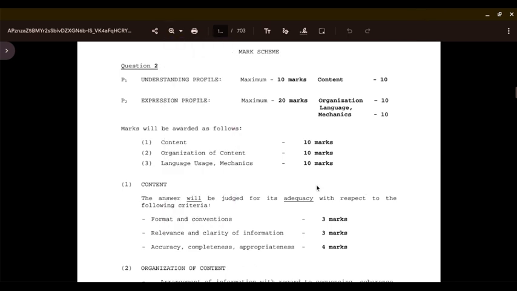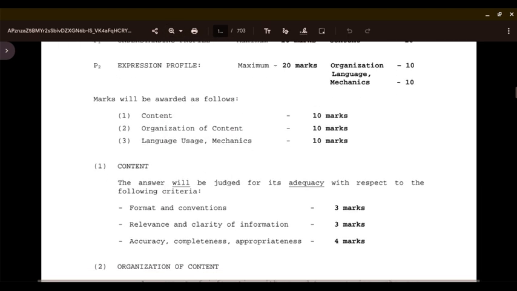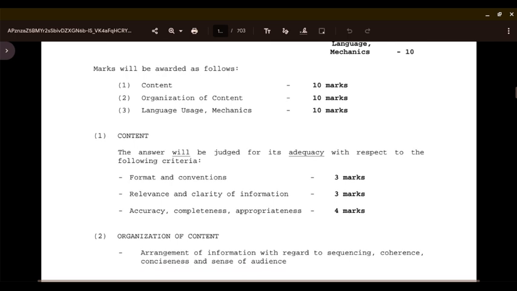They will be awarded. Well, we saw how they were awarded. What I want you to see is how content works. Content is really interesting in this question, right? So they're going to judge how adequate you are, how good you are at answering this question, and that's what content does for you. Okay, so when we're looking at content, you will see that we have format and conventions, relevance and clarity, accuracy, completeness, appropriateness. So the accuracy, completeness, appropriateness, it's nearly the same as with question 1, and you get 4 marks for that.